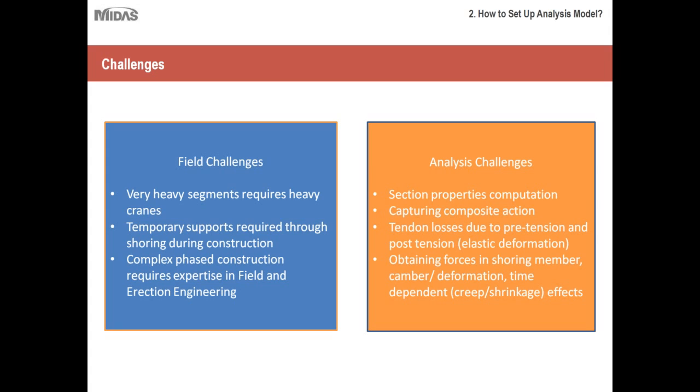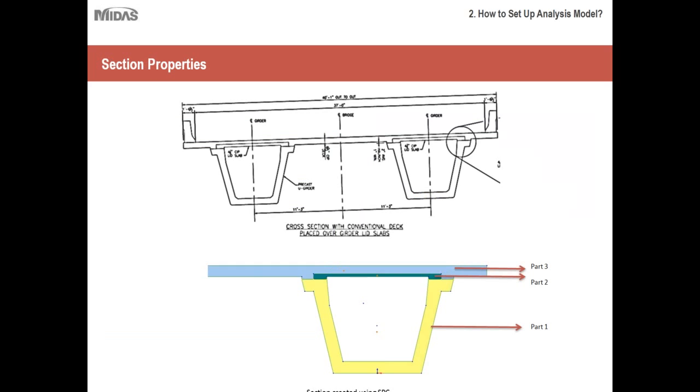Then tendons, tendon losses, because they are precast sections which are pre-tensioned and or post-tensioned. So there are elastic deformations that you have to consider. You have to consider other types of losses that will occur in the tendons. So that is a critical part of the analysis here. And then obtaining forces and camber deformations, and capturing the time-dependent behavior of the concrete. All these put together create a big analysis problem for the engineer.